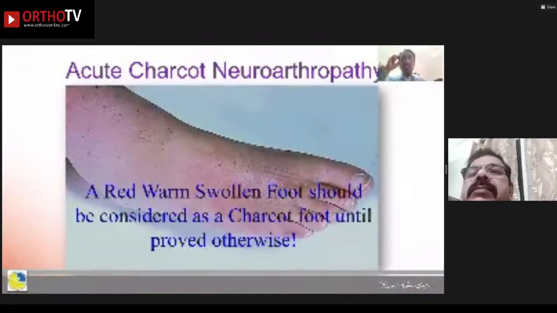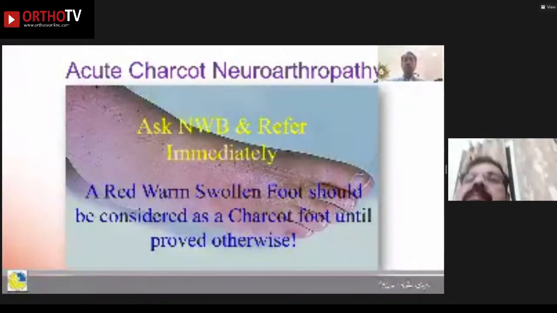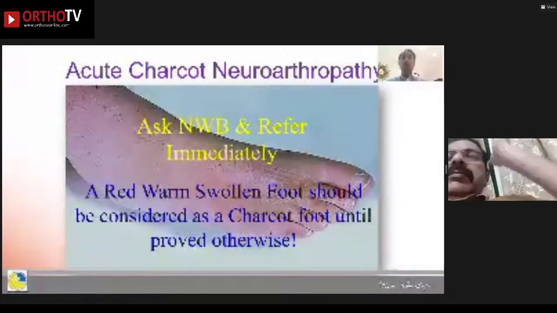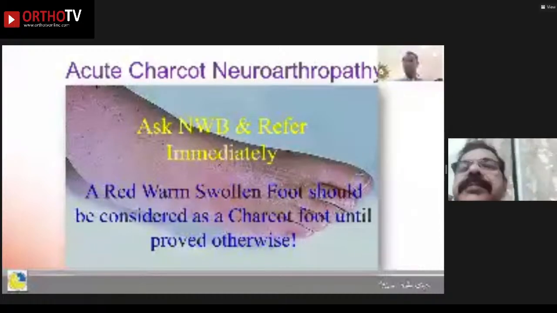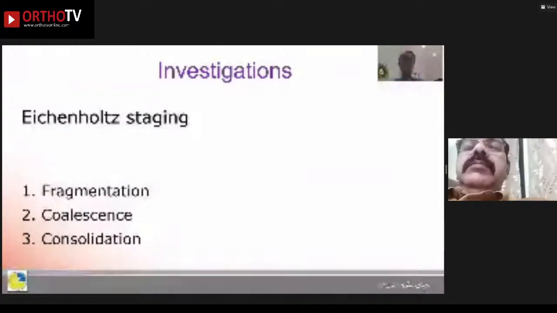I would like to reemphasize that a red, warm, swollen foot should be considered an acute Charcot until proved otherwise. It can also be due to other conditions such as cellulitis or infection, but by and large, if the skin is intact, it is almost always an acute Charcot. You should ask the patient to offload through non-weight bearing, and if you don't deal with such presentations, you should refer the patient to the regional center immediately.